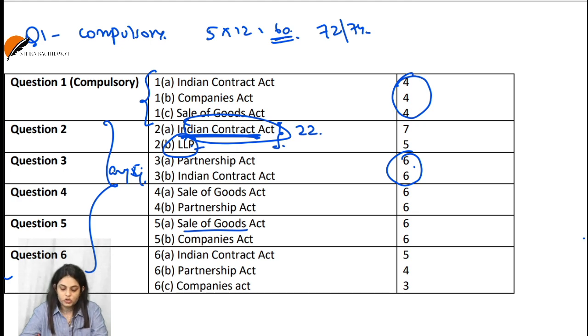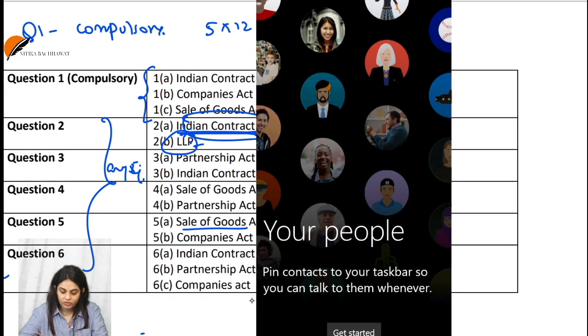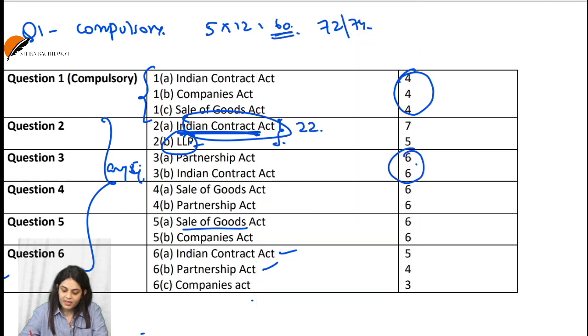The last question, that is question number 6, is divided into 3 parts, where you have 5, 4 and 3 marks. Indian Contract Act for 5, Partnership for 4, and Companies Act for 3 marks. So this is the basic division of the paper. This is the pattern of the paper that you will get.